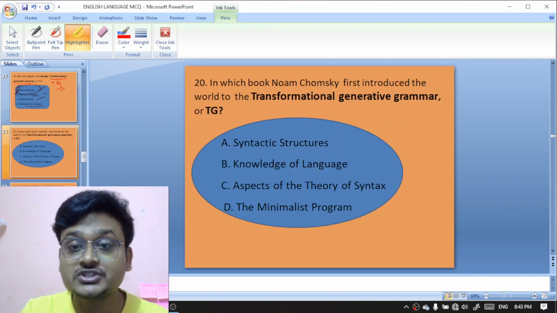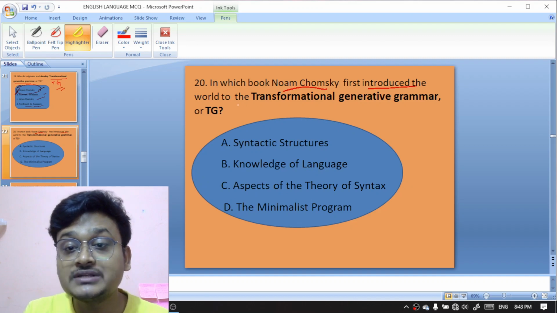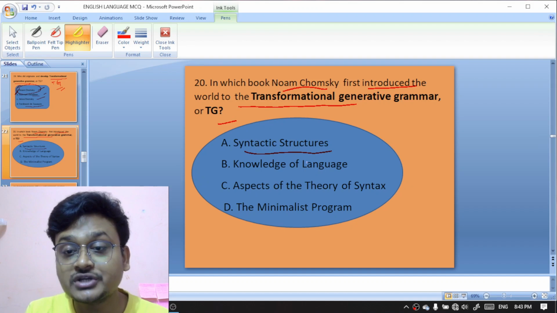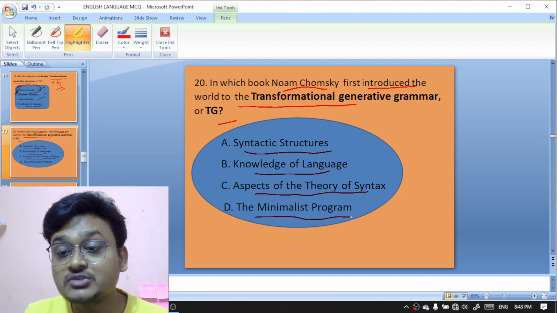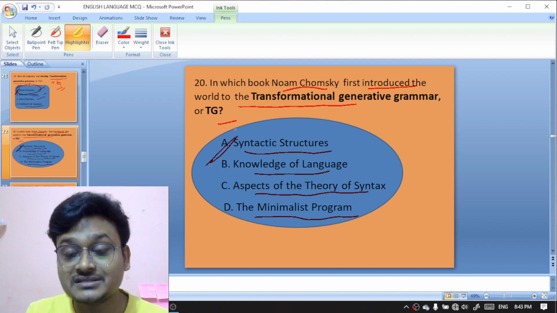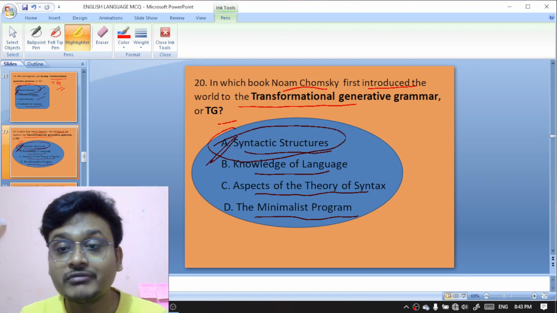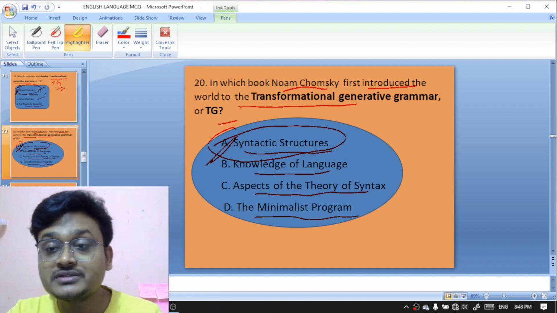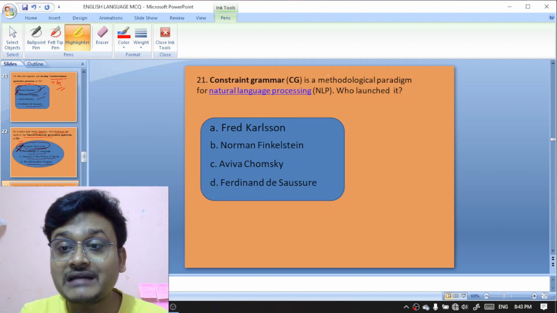Next question. In which book did Noam Chomsky first introduce the world to transformational generative grammar, or TG? Syntactic Structures, Knowledge of Language, Aspects of the Theory of Syntax, The Minimalist Program. So it was Syntactic Structures. In that book, Syntactic Structures, Noam Chomsky first introduced the world to the term transformational generative grammar, or TG.